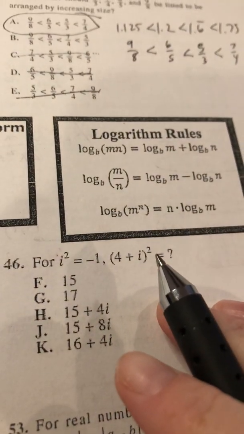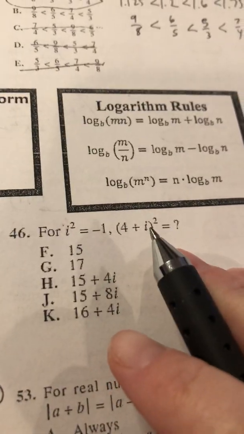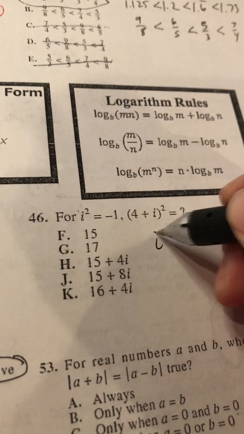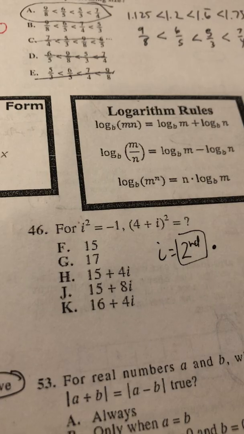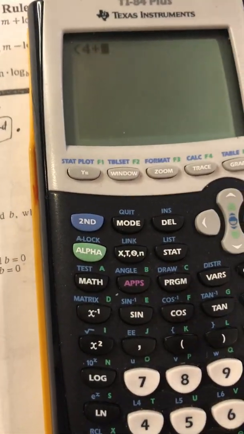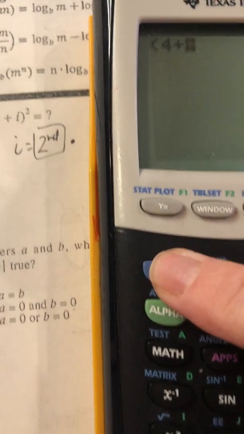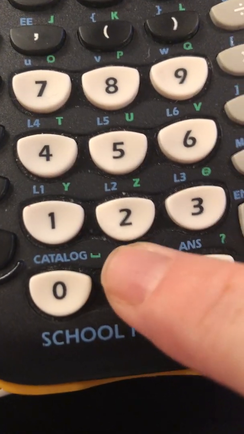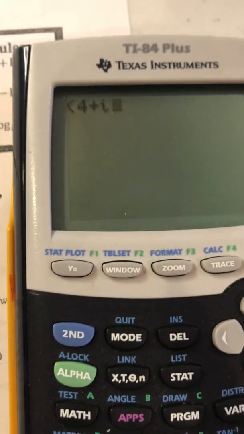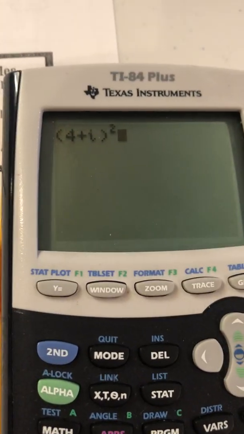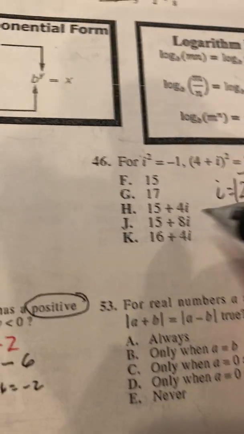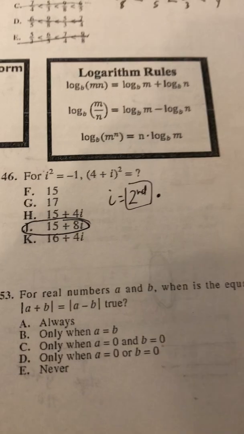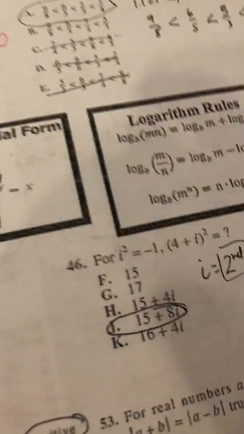Ooh, magic. This is in your calculator. I is second decimal. So I'm gonna walk you through this. It says, parentheses 4 plus, and then I want the I, so I'm gonna hit this second button and this decimal button. See the I right there? And then you hit squared. Boom. It does it for you. All imaginary is done in the calculator. Please don't take your time. Oh, but Miss Cooper, I want to remember how we did it.